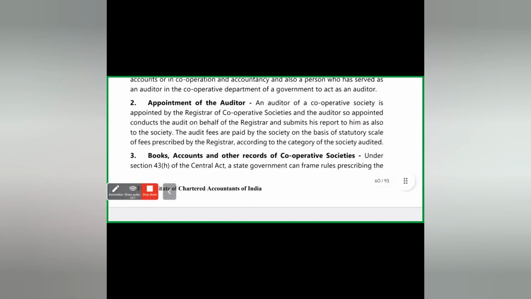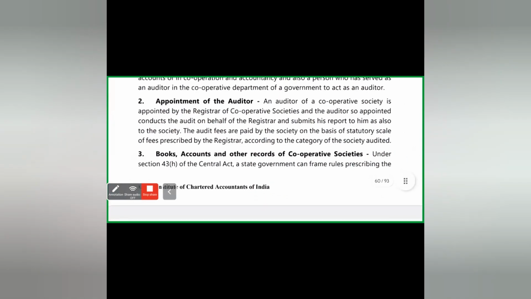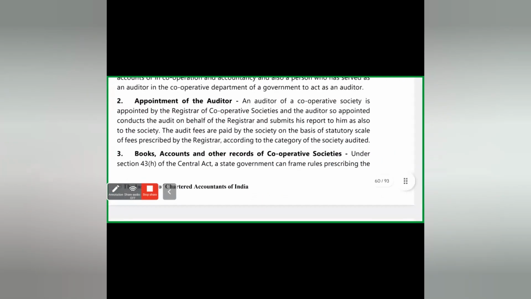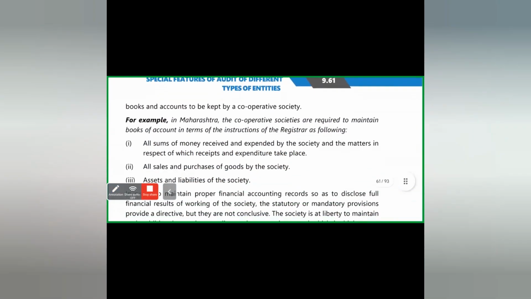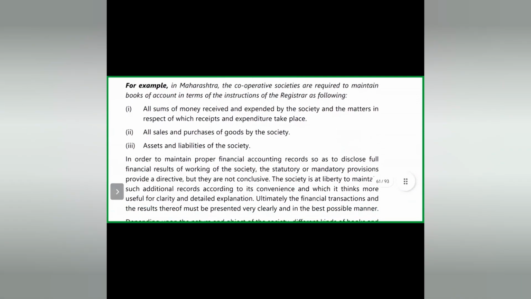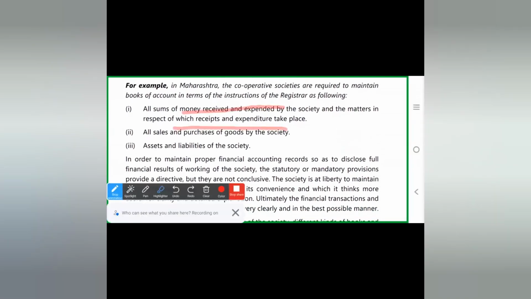So here, the auditor of a cooperative society is appointed by the registrar of cooperative societies, and the auditor so appointed conducts the audit on behalf of the registrar and submits his report to the society. Audit fees are paid by the society on the basis of statutory scales. In case of books, the books have to be maintained, and those books are as follows.